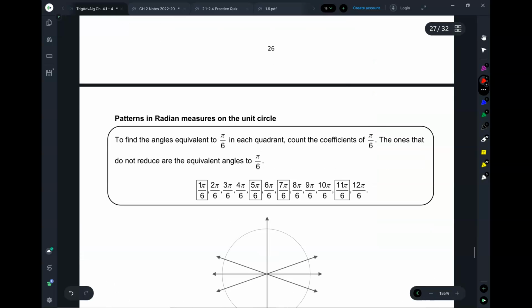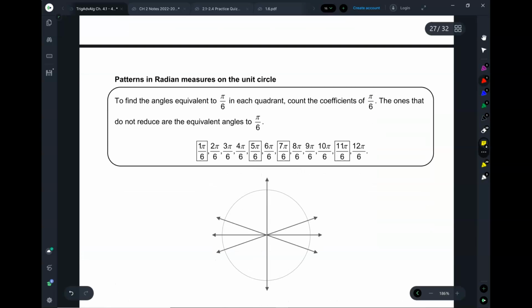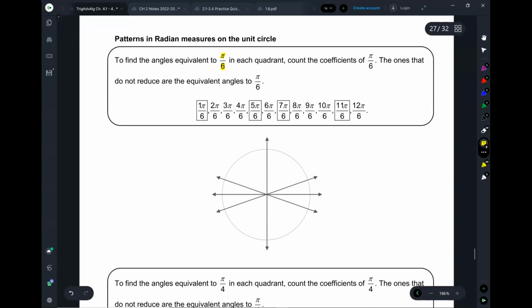Okay, let's do the radians. The radians also have patterns. We're going to put in all of the angles equivalent to pi over 6. Now remember, pi over 6 was how many degrees? 30. So these are the ones that are equivalent to pi over 6. It's basically pi over 6, or 30 degrees, up and down from the x-axis. Okay? So here's what you do. The first one is pi over 6.